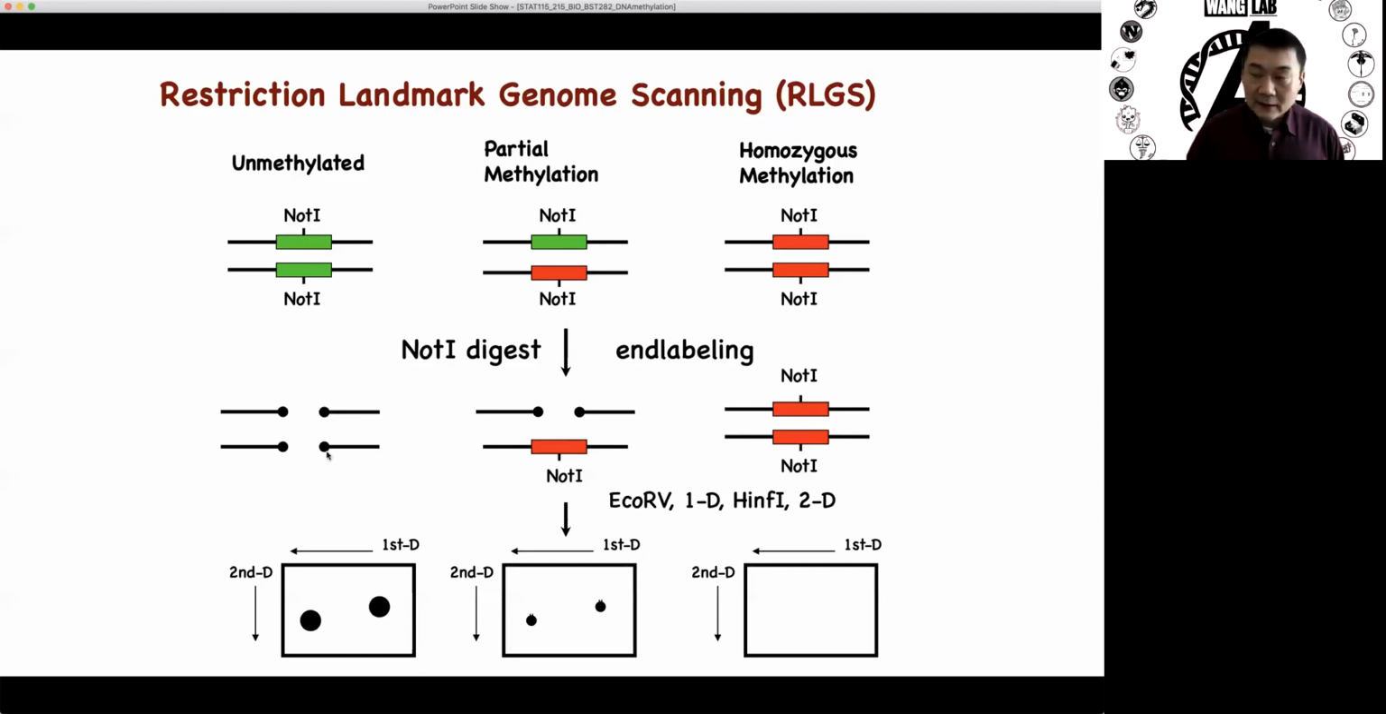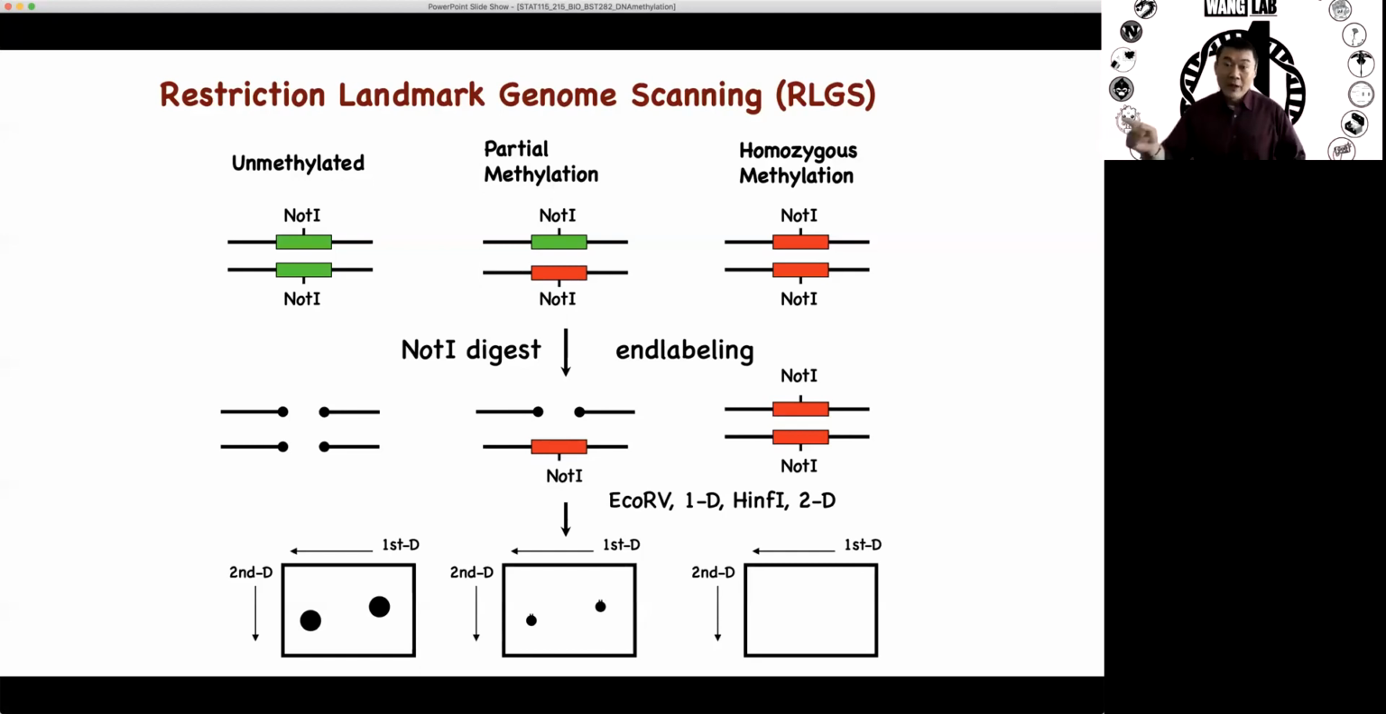You can label the end of the DNA, right? And you can run this DNA on a two-dimensional gel, and you'll be able to see two dots representing these two fragments. If one allele is unmethylated but the other allele is methylated, you only cut one allele, and the other allele is intact. You can still label this, and you're going to see the same two dots, but smaller, because you only have half of the signal. In contrast, if both alleles are methylated, you lose these two dots, right? So this is the old way of genomics.